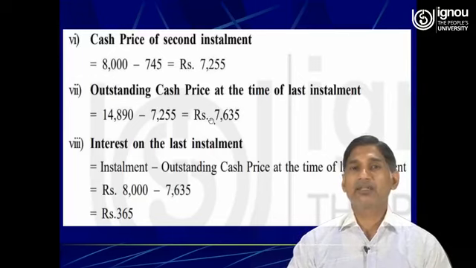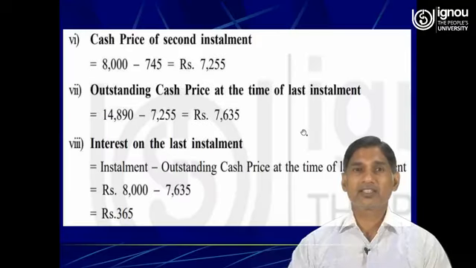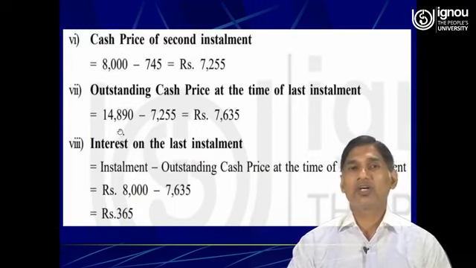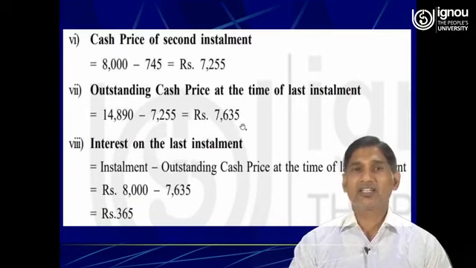Now the outstanding cash price at the time of third installment. The outstanding cash price at the time of second installment is 14,890. If we subtract the cash price of the second installment, 7,255, it is 7,635, the outstanding cash price at the time of last installment. So interest on the last installment is very simple: 8,000 minus 7,635. So this is 365.